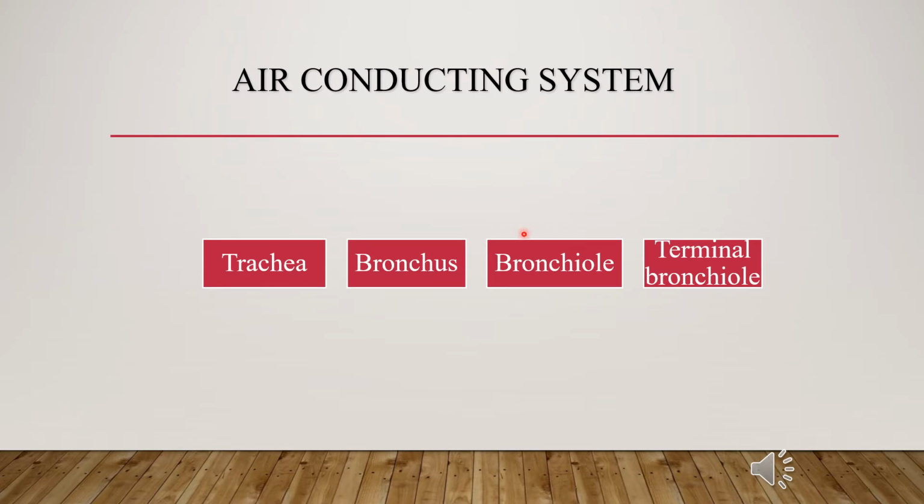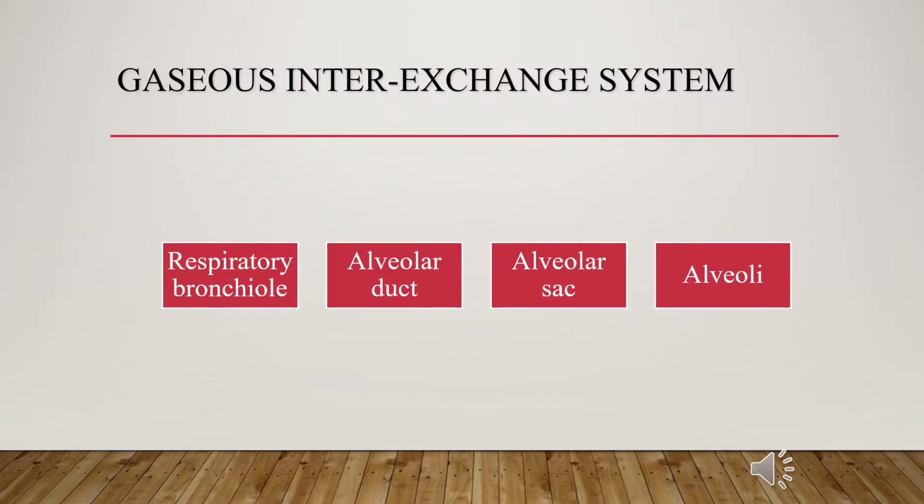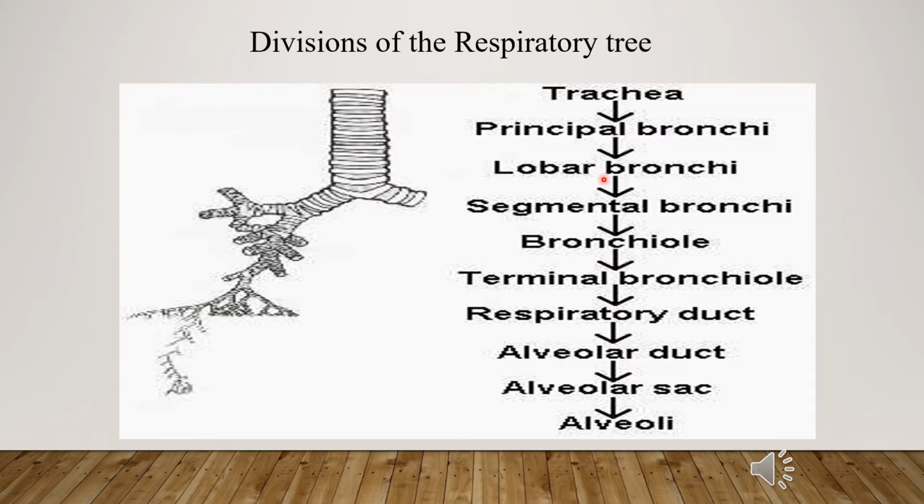So the trachea, bronchus, bronchiole and the terminal bronchiole constitute the air conducting system. And the respiratory bronchiole, the alveolar duct, alveolar sac and the alveoli constitute the gaseous interexchange system. We will study in detail each part of the system. So this is a brief of the different segments of the airway.